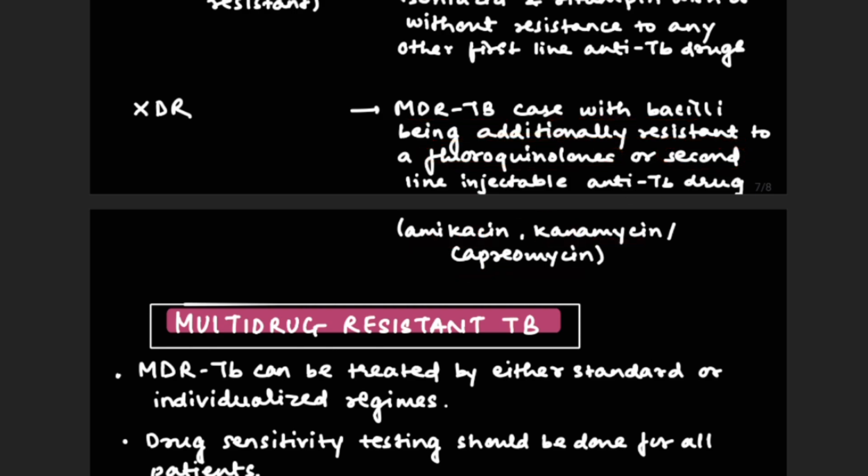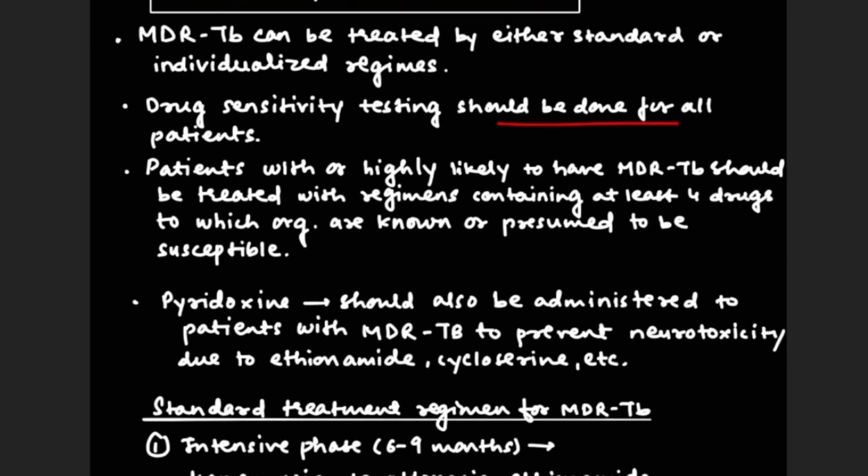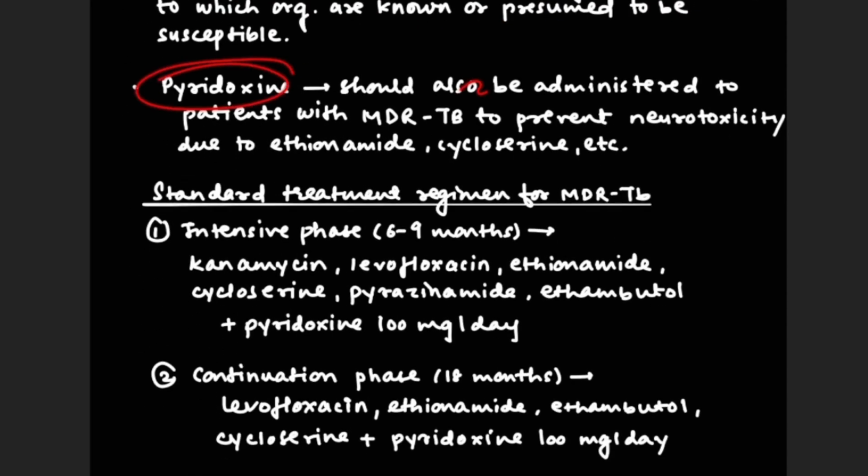So this was all about drug resistance. Now we are going to see about multi-drug resistant TB. Now MDR TB can be treated by either standard or individualized regimens, and drug sensitivity testing should be done for all patients. As well as patients highly likely to have MDR TB should be treated with regimens containing at least 4 drugs, in addition to which pyridoxine should also be administered to patients with MDR TB to prevent the neurotoxicity due to ethionamide and cycloserine.